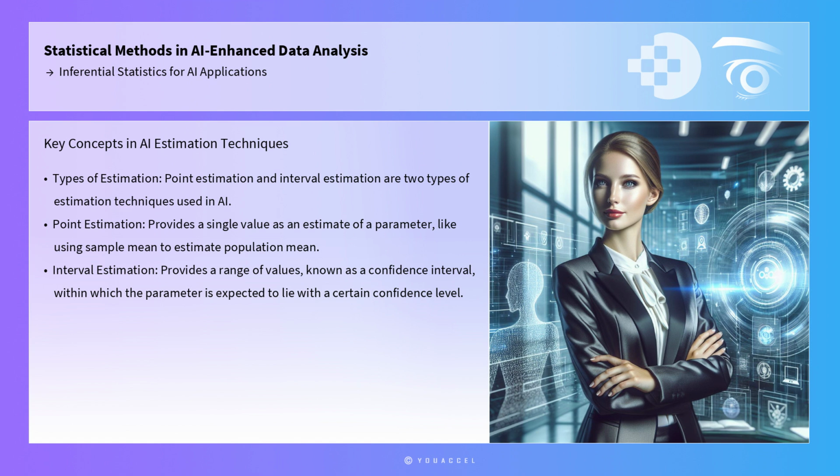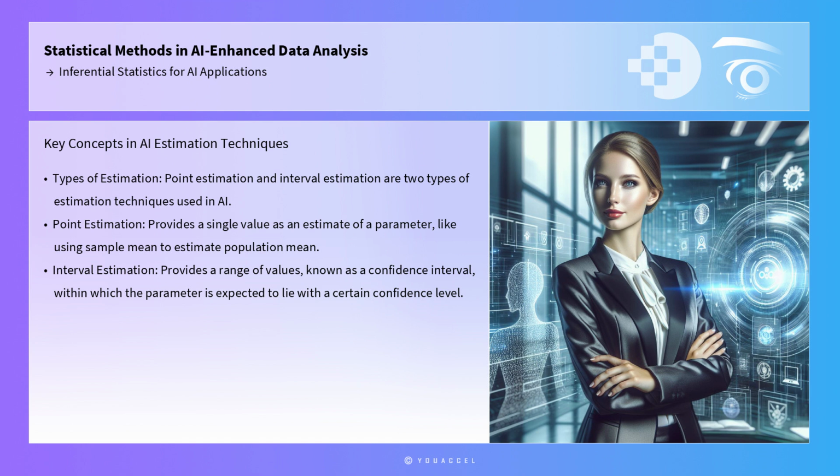Another critical component of inferential statistics in AI is estimation, which involves determining the value of an unknown population parameter based on sample data. Point estimation and interval estimation are two types of estimation techniques. Point estimation provides a single value as an estimate of a parameter, such as using the sample mean to estimate the population mean, while interval estimation provides a range of values known as a confidence interval, within which the parameter is expected to lie with a certain level of confidence, typically 95%.